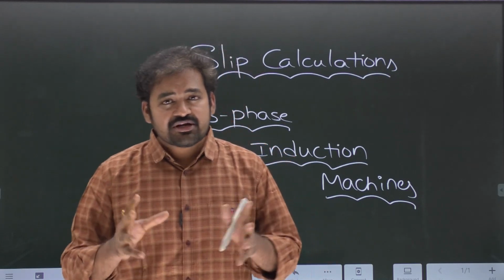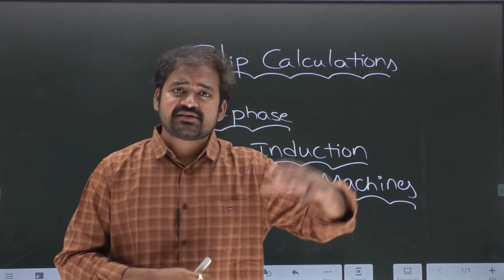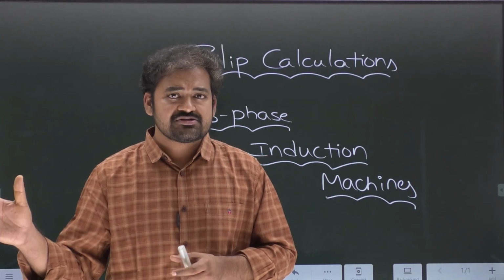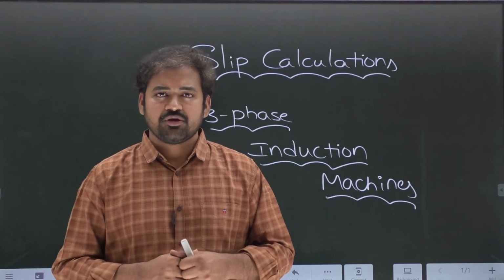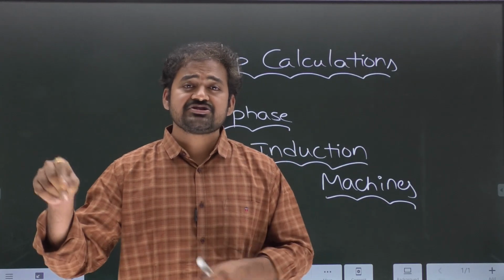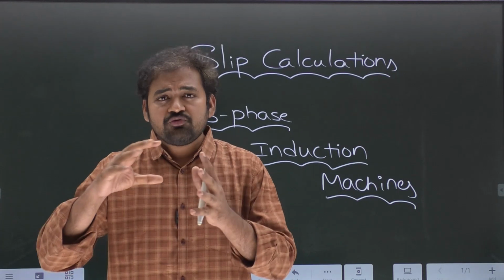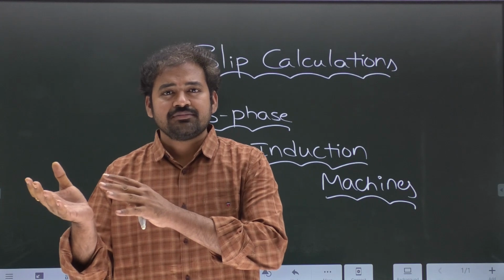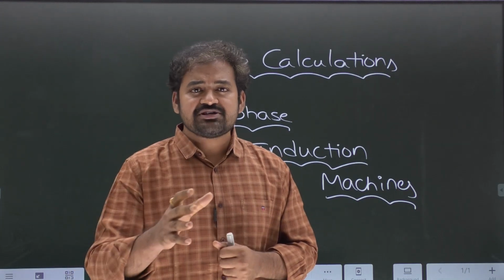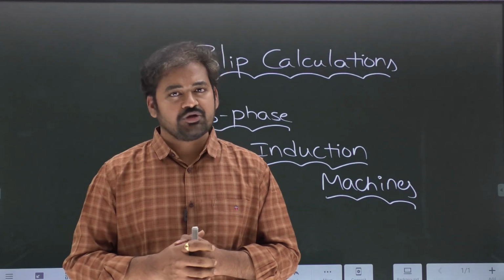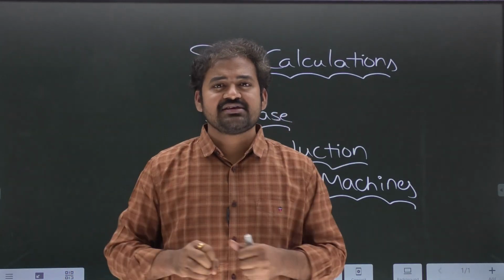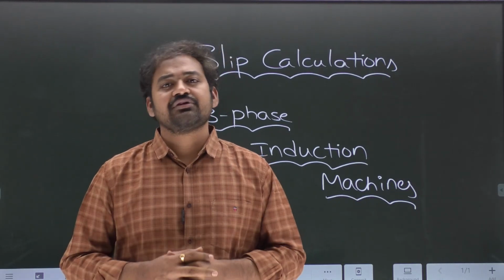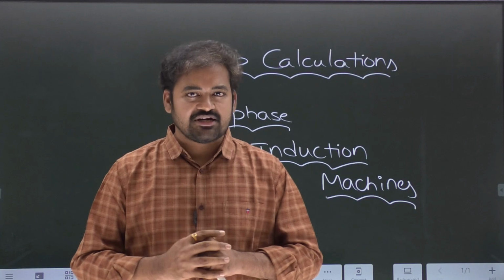Especially in slip ring induction machines, the rotor winding is accessible out of the machine. So we can excite the machine either from the stator side or from the rotor side. Two cases: stator excitation, rotor excitation. And again we have two sub cases: the prime mover is driving the rotor in the forward direction, or the prime mover is driving the rotor in the backward direction. We will consider all these cases and solve some simple numerical questions where we can avoid our confusion. Right, let's start.